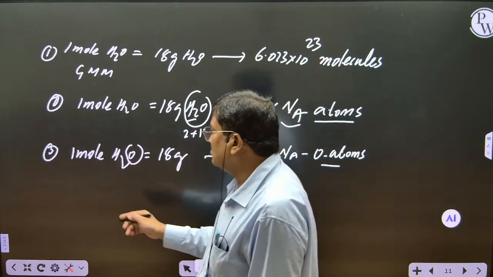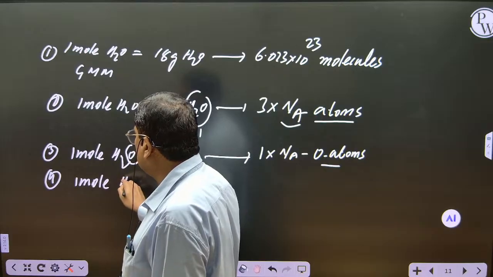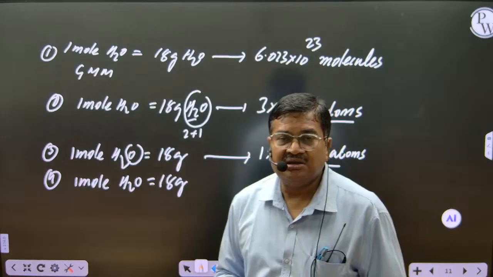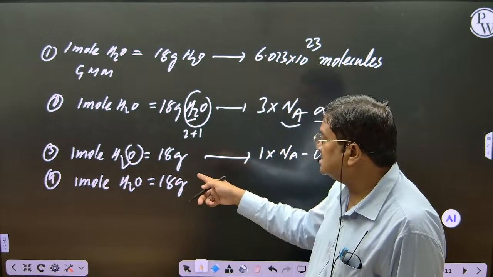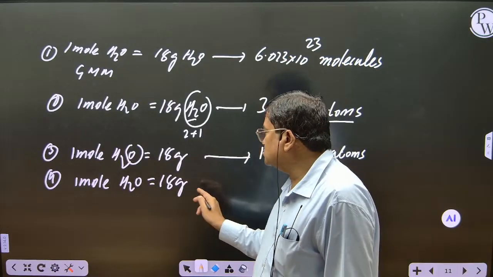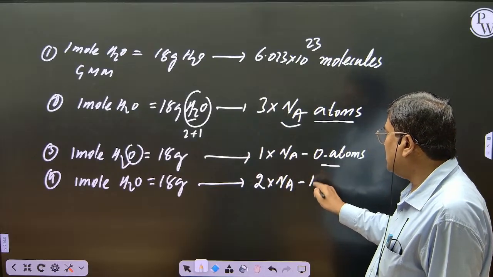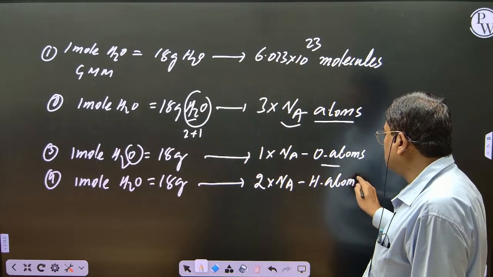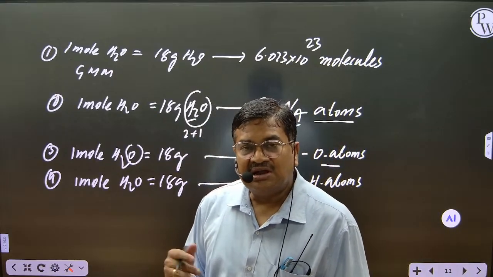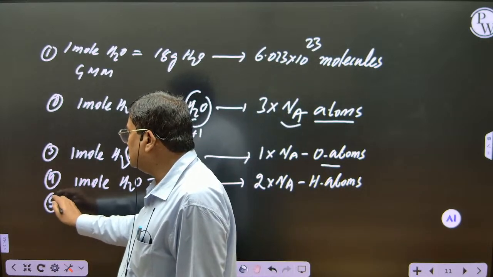Now the same 1 mole of water I am taking here, which is weighing 18 grams. Now my question is how many hydrogen atoms are present? Previously we asked oxygen, so there 1. Here how many hydrogen are there? 2. So what should be the answer? 2 of Avogadro number of what atoms? Hydrogen atoms. Understood? So you have to be careful in exam whether the examiner is asking total atoms or confined to a particular atom.